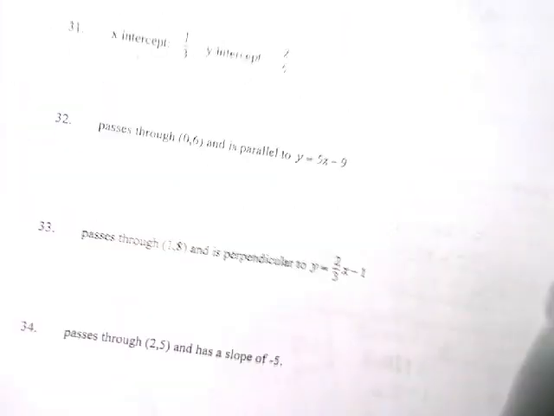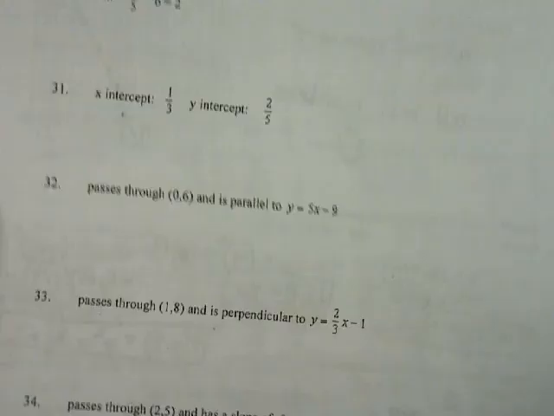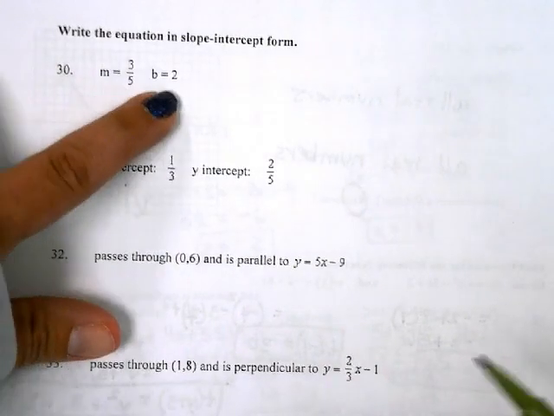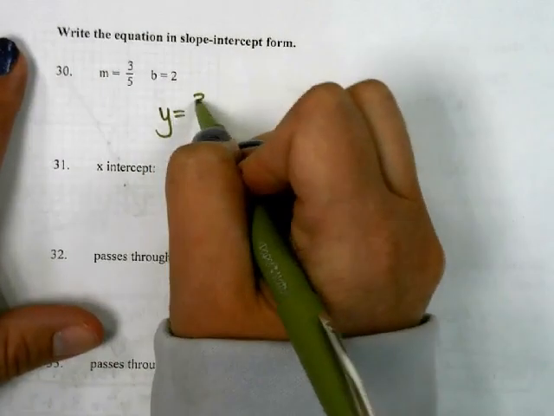Alright, writing equations in slope-intercept form. That guy's the slope, that's the y-intercept. So y equals 3/5 x plus 2.